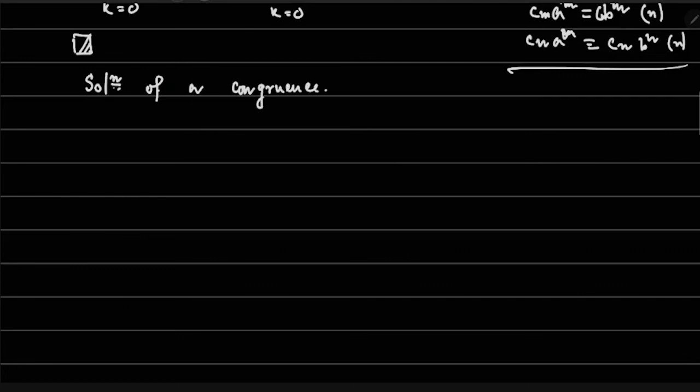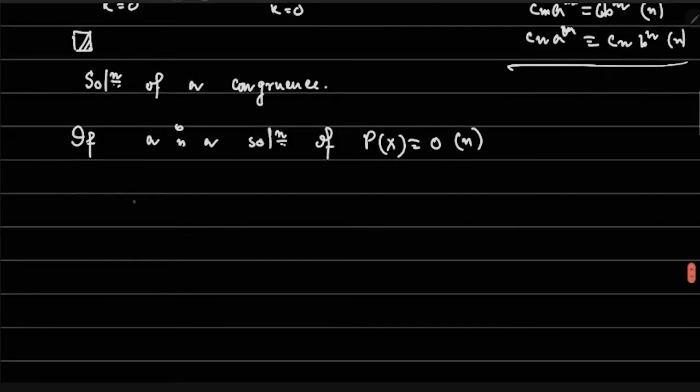Solution of a congruence. If a is a solution of P(x) congruent to 0 mod n, that means what? That means if I write P(a), that will be exactly congruent to 0 mod n.